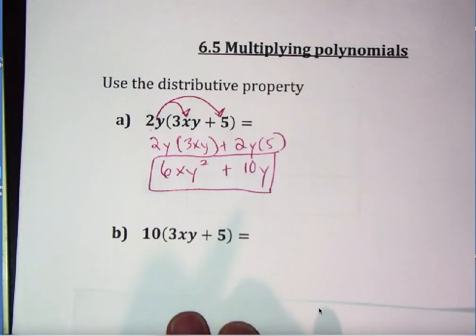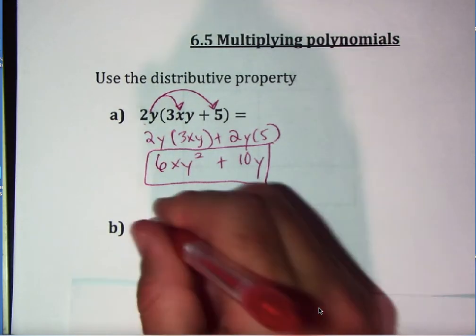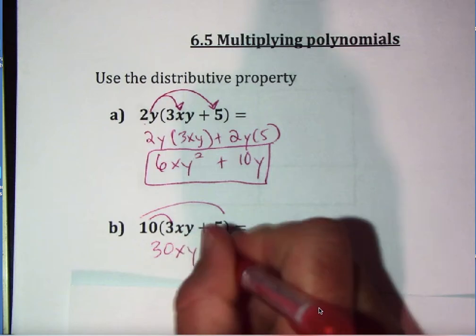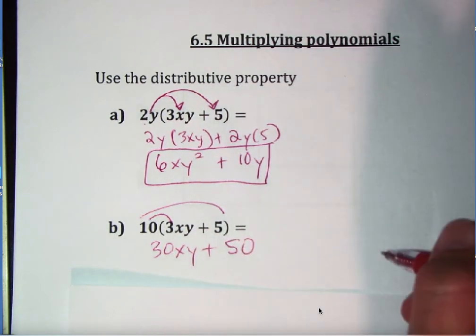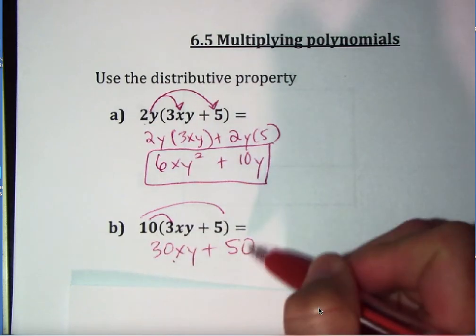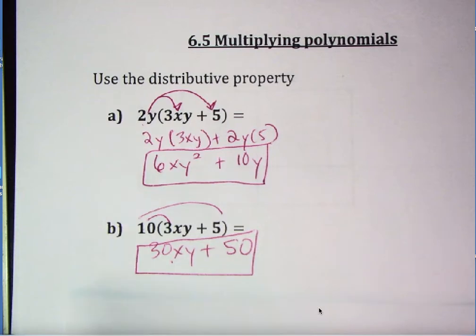All right, let's see if you can do it with this one. 10 times this, 10 times this. So we get 30xy plus 50. We're doing a little shortcut because 10 times this is this, 10 times 5 is this, and we're done. Awesome. Okay, so we're good with this.